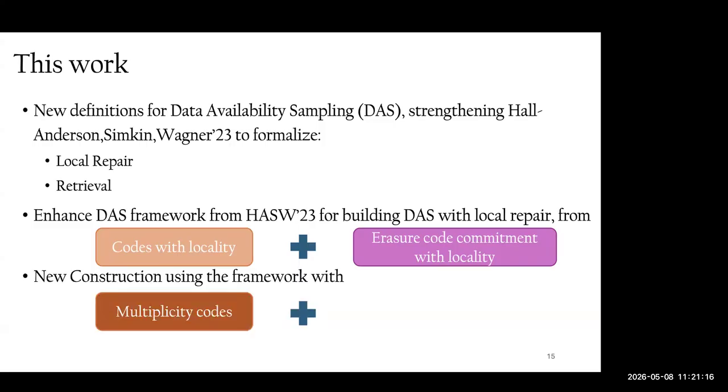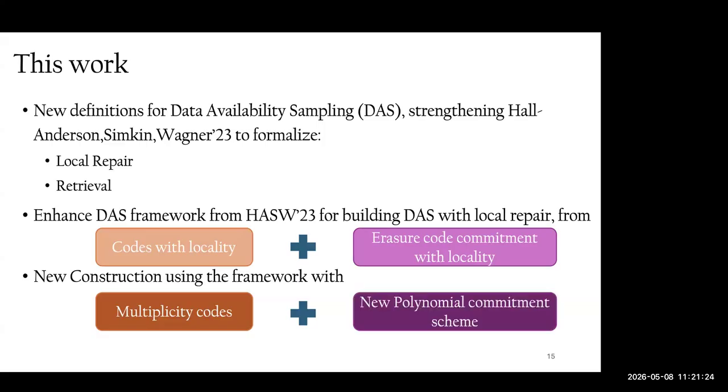And the last part is we actually give a new construction of DAS which has efficient repair, where we use this framework and we use multiplicity codes as a code with locality, and then we have a new polynomial commitment scheme. This commitment scheme is interesting. This is like a multivariate polynomial commitment scheme which gives you a lot of efficiency properties like batch opening and local repair. And we believe this can have other applications as well. Wherever you want to use multiplicity codes, we believe this commitment might actually be useful.